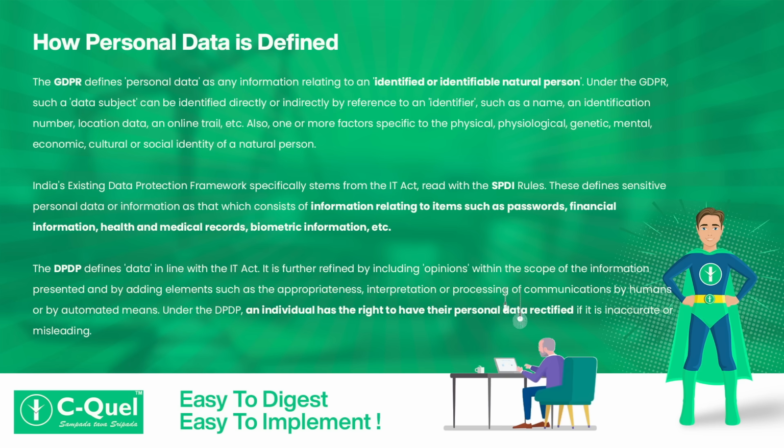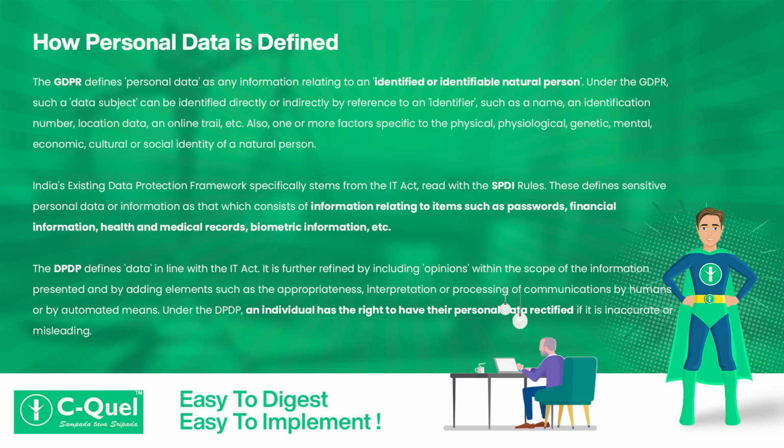How is personal data defined? The GDPR defines personal data as any information relating to an identified or identifiable natural person. Under the GDPR, such a data subject can be identified directly or indirectly by reference to an identifier, such as a name, an identification number, location data, an online trail, etc. Also, one or more factors specific to the physical, physiological, genetic, mental, economic, cultural or social identity of a natural person. India's existing data protection framework specifically stems from the IT Act, read with the SPDI rules.